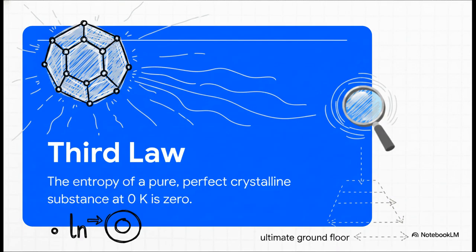Conversely, the third law of thermodynamics establishes our absolute baseline. At absolute zero, 0 Kelvin, a perfect crystal has absolutely no motion. Zero. That means there's only one possible microstate, and therefore exactly 0 entropy. This is the ultimate ground floor. If we plug that single microstate into Boltzmann's equation, the natural log of 1 is 0. It is literally the only theoretical scenario where a system possesses no entropy at all.